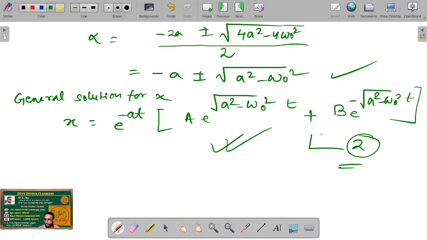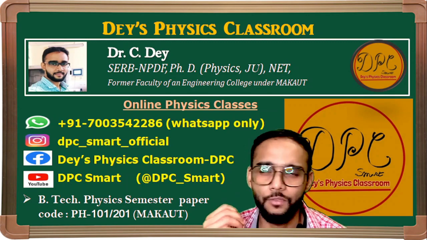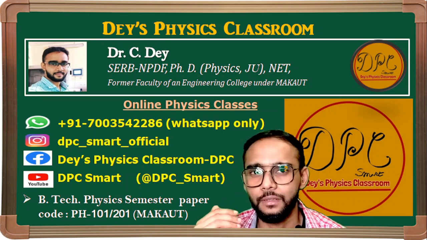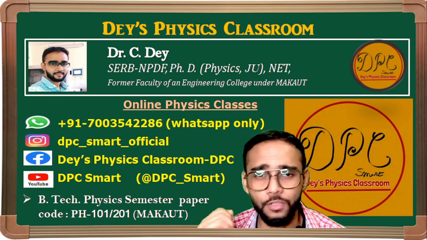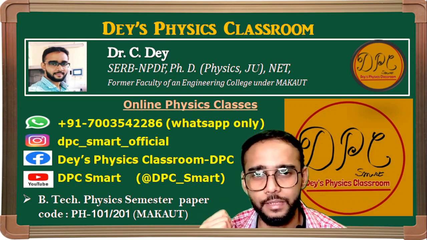So it consists of two terms which are both exponential. So the displacement consists of these two exponential terms which will fall to 0 as per this equation. So for the overdamping case, the particle displacement is non-oscillatory in nature, and it consists of two exponential terms. In case of overdamped vibration, the motion or the displacement is non-oscillatory in nature, and displacement will decay exponentially with time, and the rate is very slow.